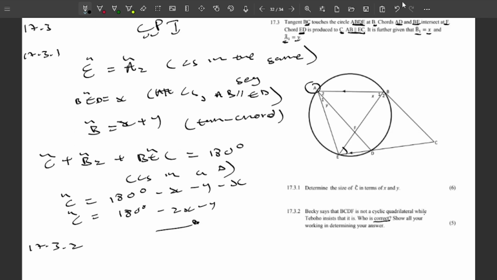Now let's move on to the next question, which is 17.3.2. This one is an argument between two students, Becky and Teboho. They are arguing about whether BCDF is a cyclic quad. Becky says that it is not a cyclic quad, while Teboho insists that it is. So we have to reach a conclusion.